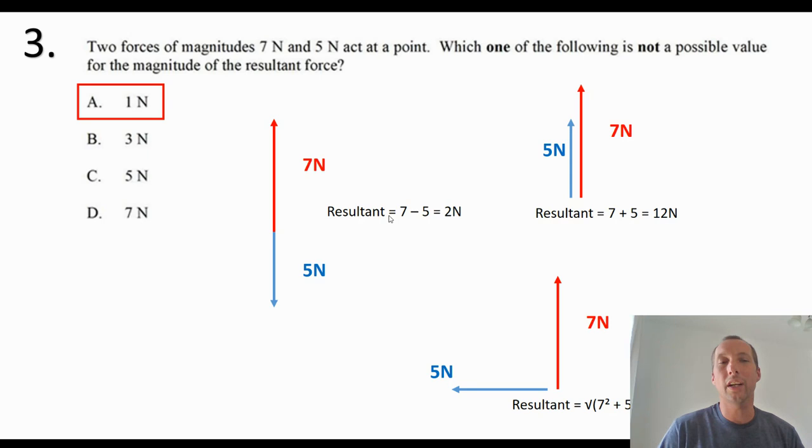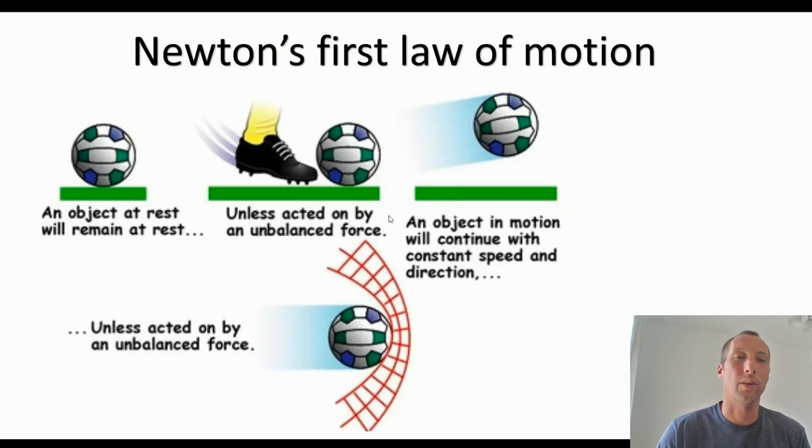Before I get you to get on with your own independent work today, I just wanted to remind you of something that we did in the GCSE course, and that is Newton's first law of motion. Newton's first law of motion can be written in a number of different ways. Sometimes it's called the law of inertia. Basically, an object that's at rest will remain at rest unless an unbalanced force or resultant force acts upon it. An object that's in motion will continue in that state of motion, so with the same speed and the same direction, again unless acted upon by an unbalanced force.